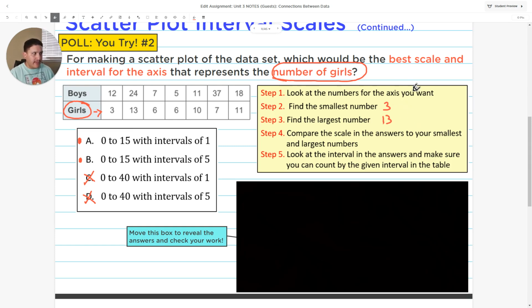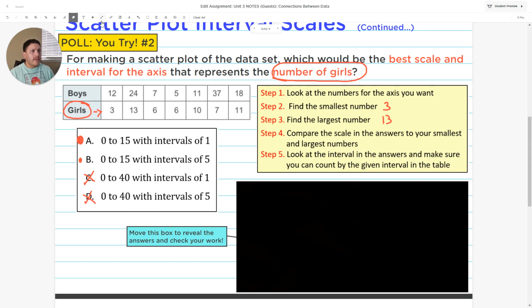So let's think about this. So starting from 3, we count by 1. We go 4, 5, 6, 7, 8, and you can continue that all the way to 13. Are we going to catch all the numbers of girls in the data set? Yes. So A is a big possibility. Let's check B and make sure.